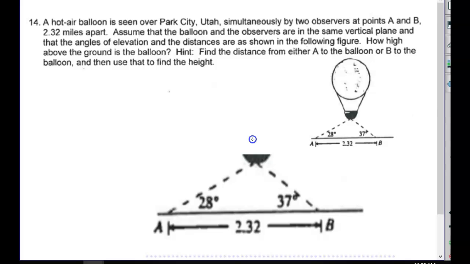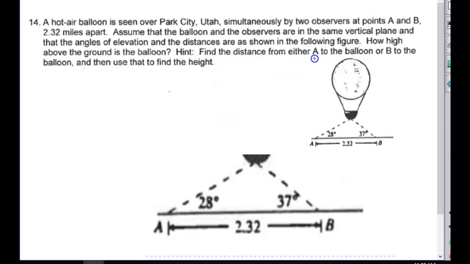Okay, this one is like the one we did yesterday about the blimp. It says, a hot air balloon is seen over Park City, Utah, simultaneously by two observers 2.32 miles apart. Assume the balloon and the observers are on the same vertical plane and that the angles of elevation and distances are as shown in the figure. How high above the ground is the balloon?